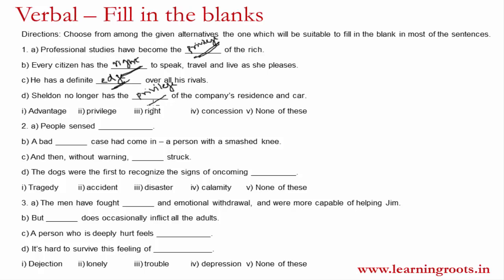So as of now it's pretty clear that again in this sentence, rich were the ones who were benefiting and they were able to get professional studies. A similar contextual thing can be found here. When Sheldon was working with the company, then he had a residence and car. So rich and employee and being an employee, and residence and car versus professional studies. So these two questions are contextually similar. So the same word should fill both the blanks here.